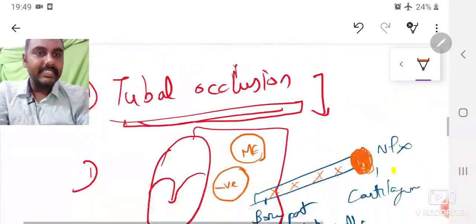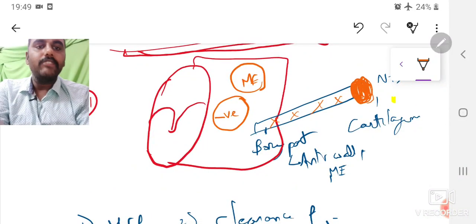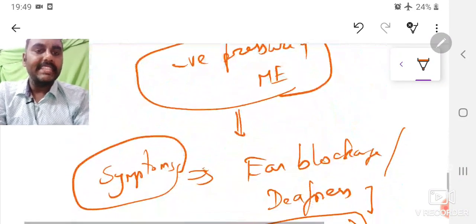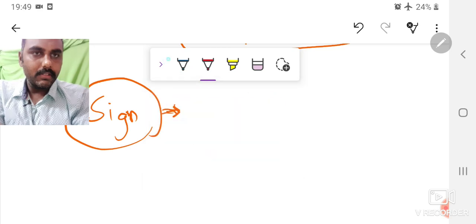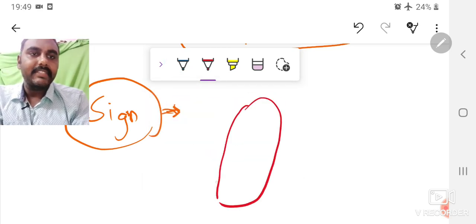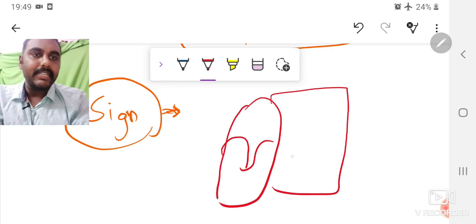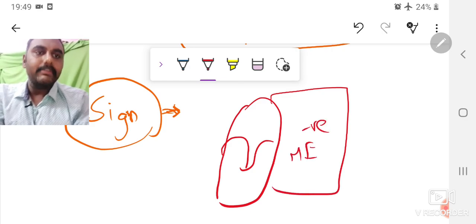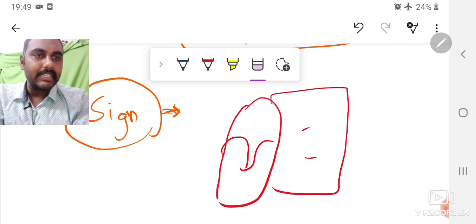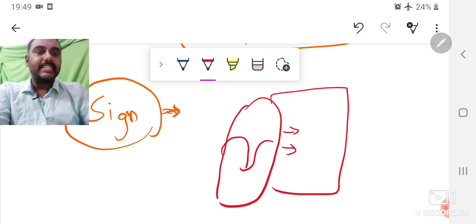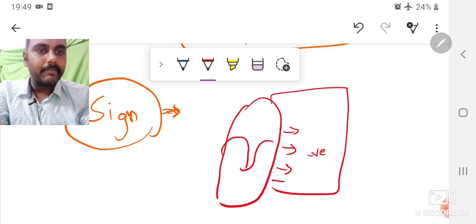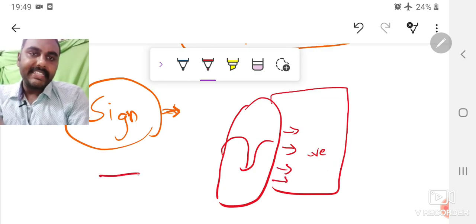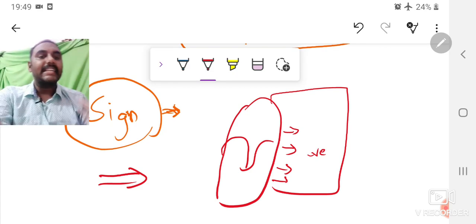What happens here? There is a negative pressure in the middle ear. Say this is the tympanic membrane and this is the middle ear, and it has a negative pressure. Once there is a negative pressure, what happens? The tympanic membrane gets sucked in, as if something is sucking it in. When we see it, it appears like a retracted tympanic membrane.